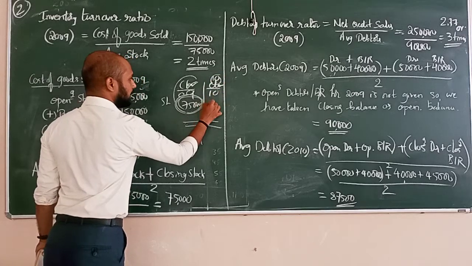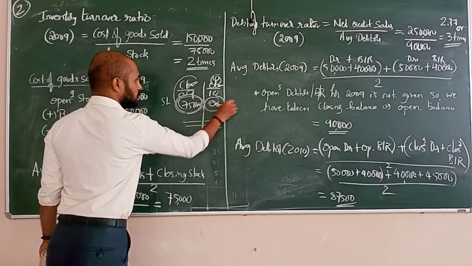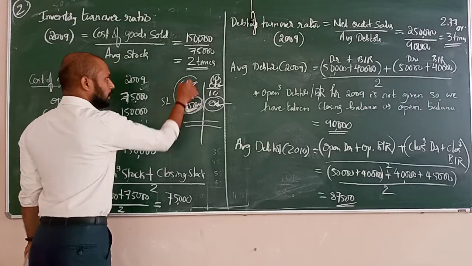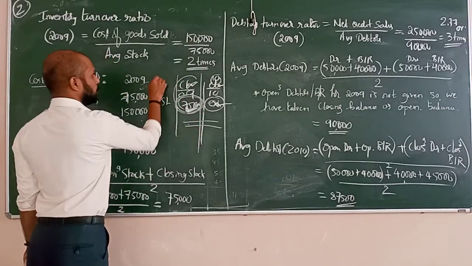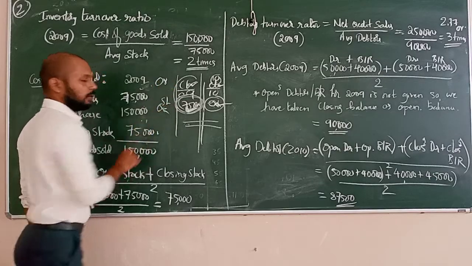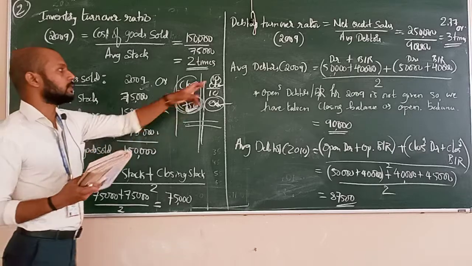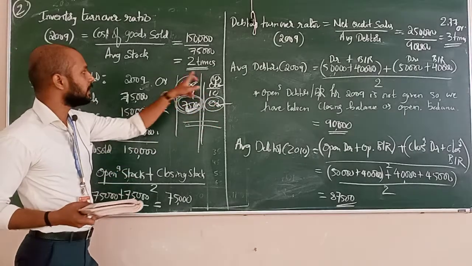So for 2010 it is easy to calculate, right? For 2010, whatever the amount is given, these are the closing, whereas opening are the 2009. But for 2009 these are the closing balances. For 2008, that means opening balances, are not given. So for 2009 opening balance we won't get, but for 2010 we get opening balances because they have given the previous year, that is 2009.